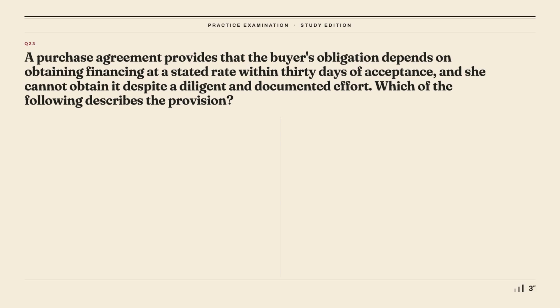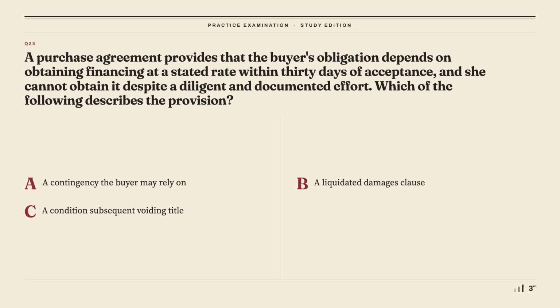Your options are A, a contingency the buyer may rely on, B, a liquidated damages clause, C, a condition subsequent voiding title, D, an option the seller granted her. Don't overthink it, which one feels right?